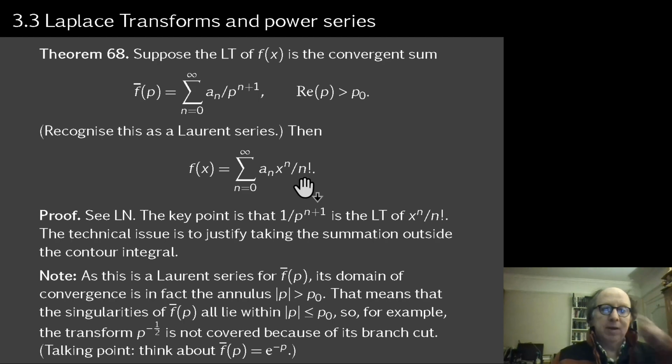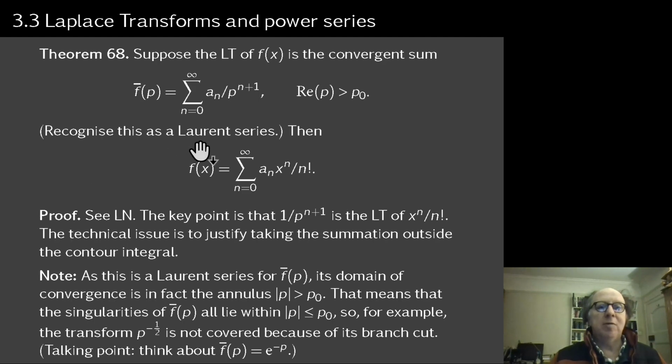So the proof of this is in the lecture notes, and the only reason that you even have to worry much about the proof is you have to be able to swap the summation and the contour integral. It's a little technical matter. We're not going to get into that level of detail, but believe me, it can be done. But the key to it is the result that the Laplace transform of x to the n is n factorial over p to the n plus 1. So 1 over p to the n plus 1 becomes x to the n over n factorial when you invert.